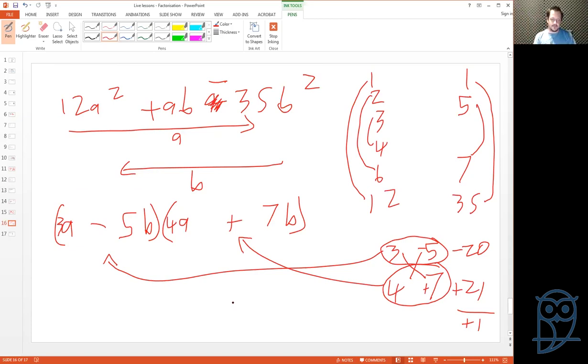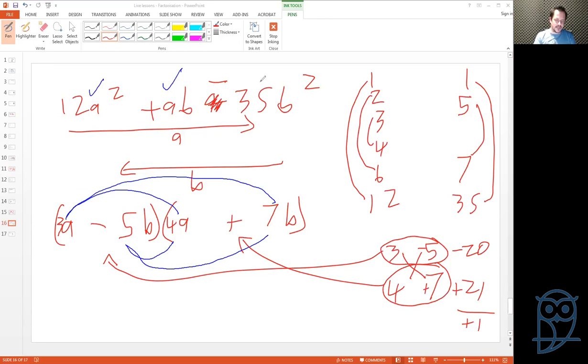Now maybe you don't believe me. Let's FOIL this out. 3a times 4a, let's even get a different color. So 3a times 4a gives me 12a squared. 3a by 7b is my 21ab, minus 20ab gives me plus 1ab, and then minus 5b by plus 7b is minus 35b squared. Boom! The pen is dropped.